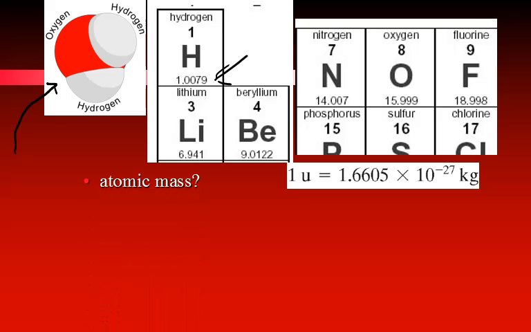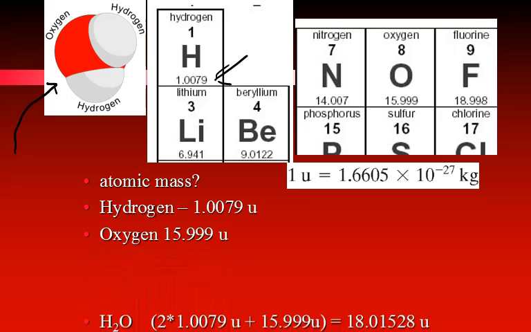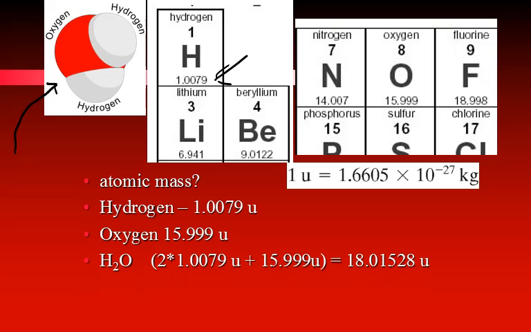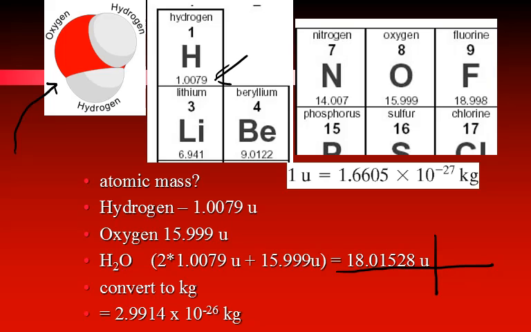All right, so for the atomic mass, you have 2 hydrogens and 1 oxygen, so the amount in U is 18.01528 U. We convert to kilograms, and we should get 2.9914 times 10 to the negative 26. What you basically do is you set up your bracket here. You've got U, so 1 U is 1.6605 times 10 to the negative 27th kilograms.